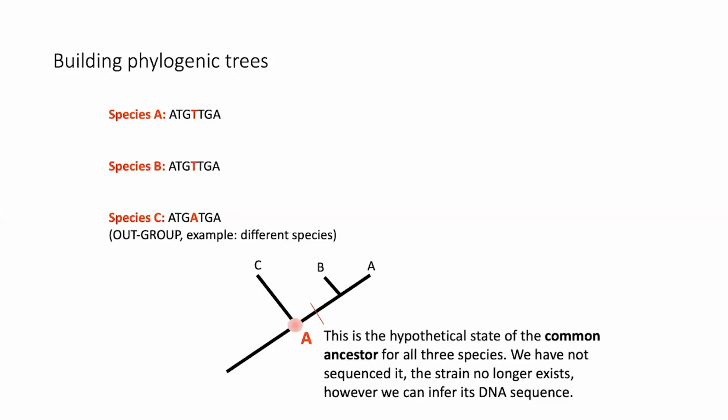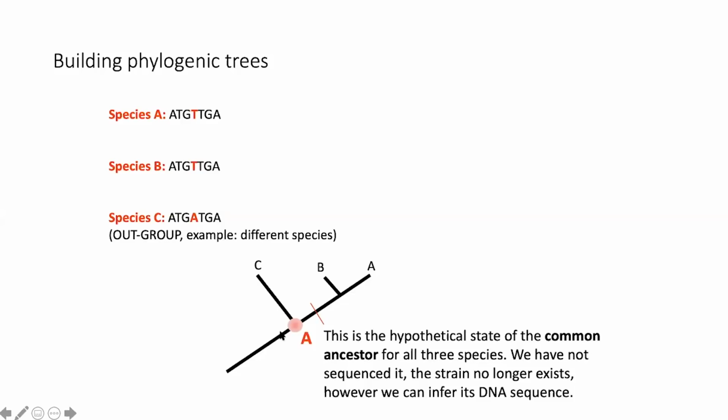Other terminology that I want you to understand is this concept and term, common ancestor. These nodes are common ancestors. This node here is a common ancestor for C, B, and A. This node here is a common ancestor for B and A. For this phylogeny, we have predicted that the common ancestor has an A mutation at this part of its genome.